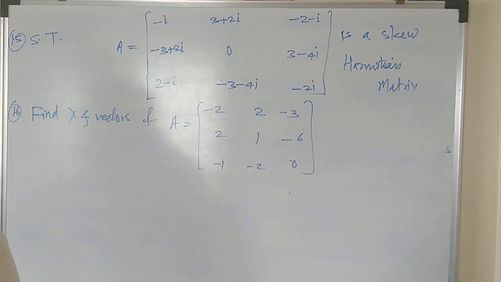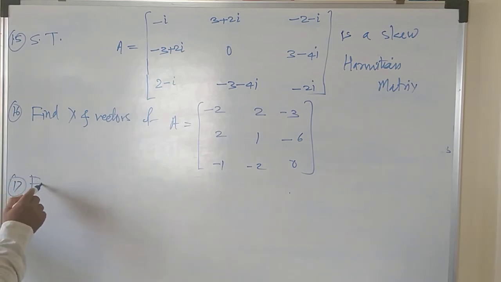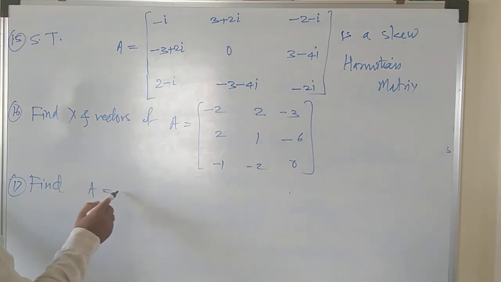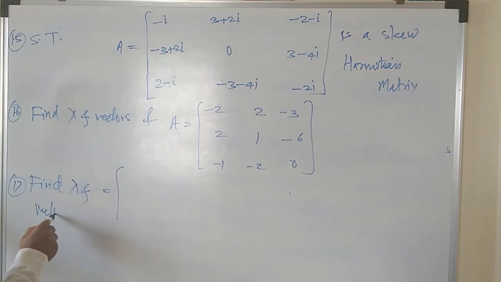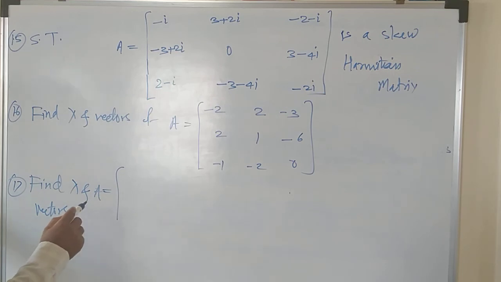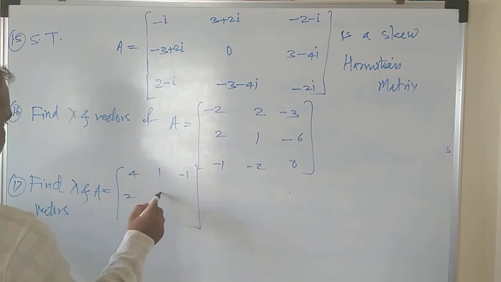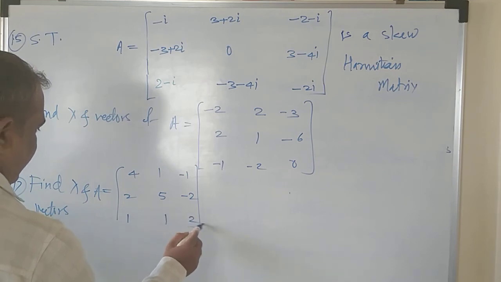Next is find eigenvalues and eigenvectors of the matrix A. Find lambda and eigenvectors of the matrix A equals 4, 1, minus 1. This is 2, 5, minus 2. This is 1, 1 and 2.